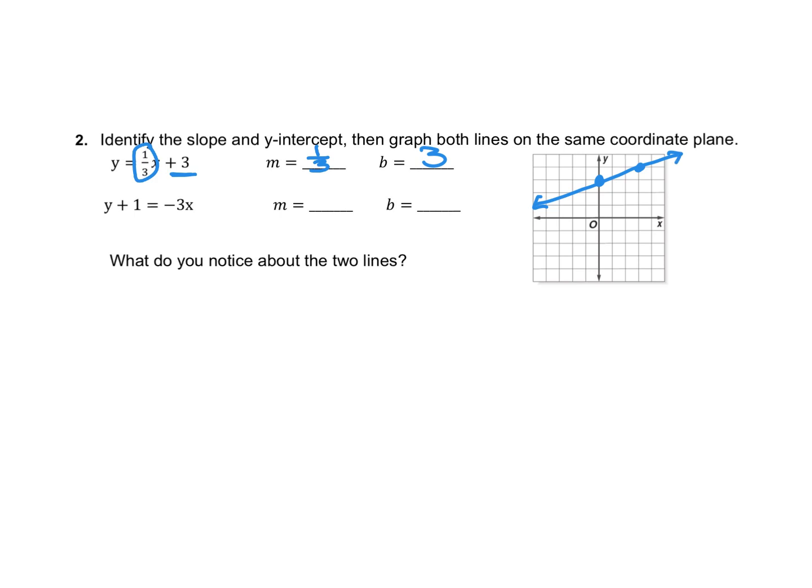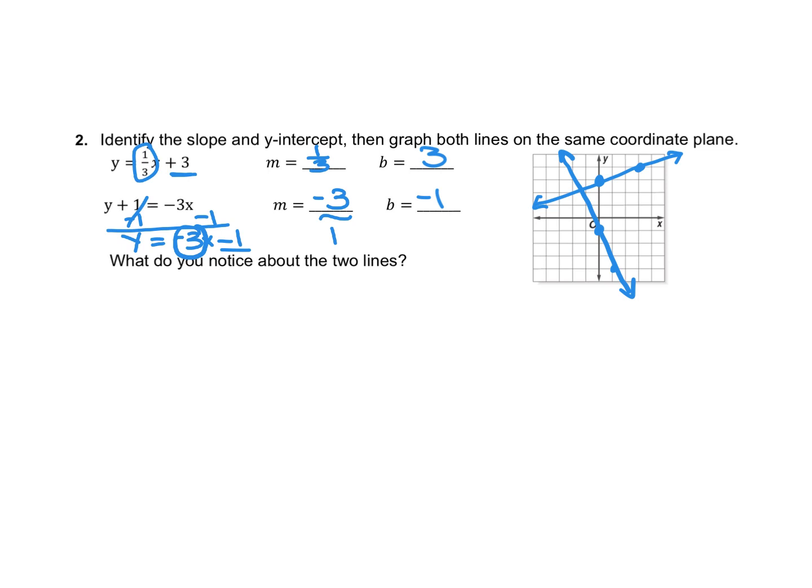All right, for our second equation, notice how it has not been solved for y. So we need to get this y all by itself by minusing the 1 on both sides. We're going to have y is equal to negative 3x minus 1. And so we're going to have a negative 3 for our slope, and we're going to have a negative 1 for our y-intercept. So for this equation, we'll start on the negative 1, make our point, and then we're going to go down 3. Remember, it's rise all over 1. Down 3 over 1. And now for this one, I'm going to draw another straight line.